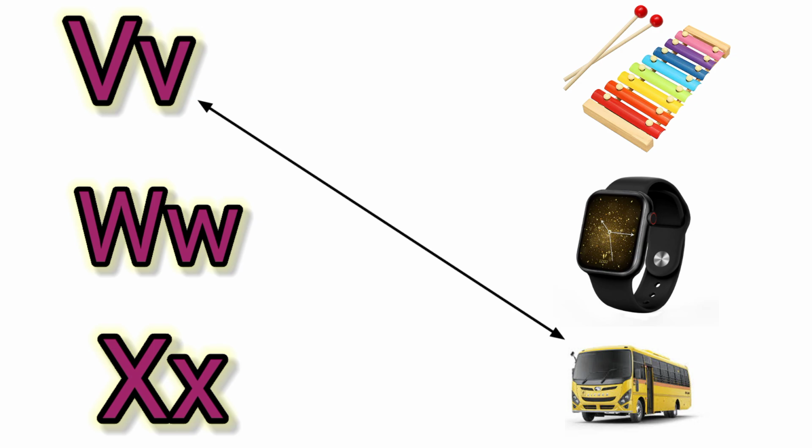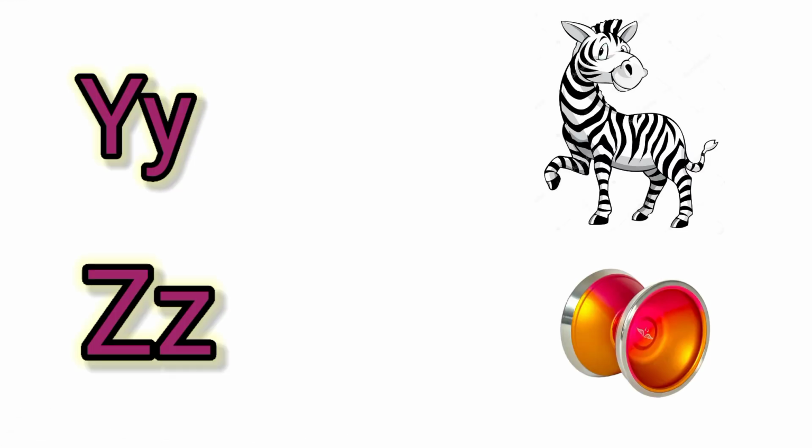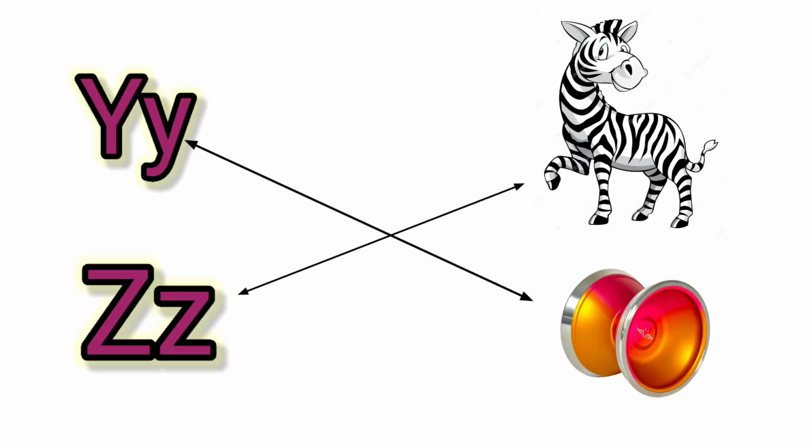V for van, W for watch, X for xylophone, Y for yo-yo, Z for zebra.